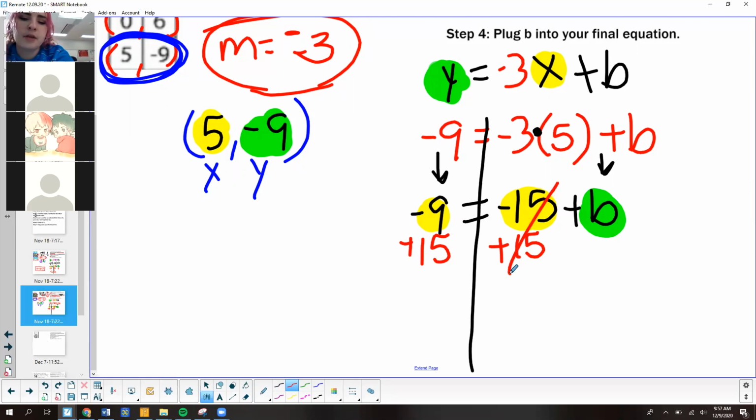So that's going to cancel. I'm going to be left with -9 plus 15, which is going to give me 6. Good, Namaya.